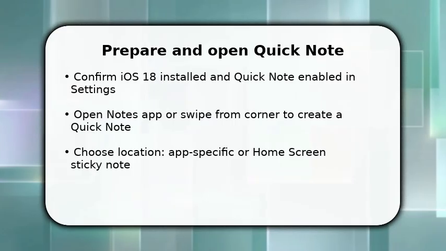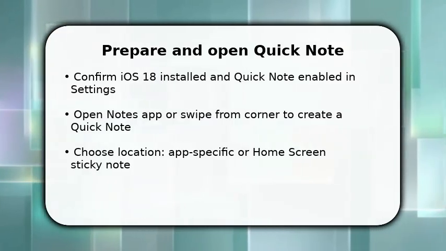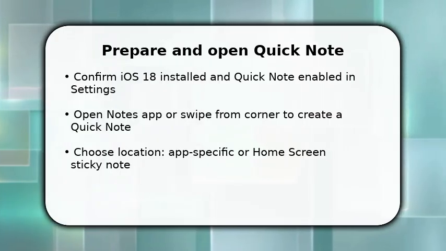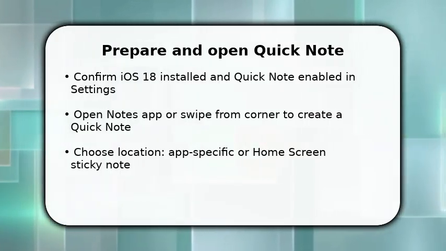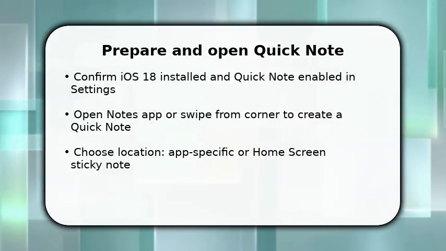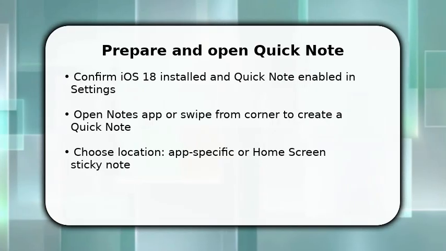You start by confirming iOS 18 and QuickNote are active in settings. This ensures the feature appears when you swipe. Next, open Notes or trigger a QuickNote with a corner swipe. That immediate gesture creates a floating canvas so you can capture ideas fast.